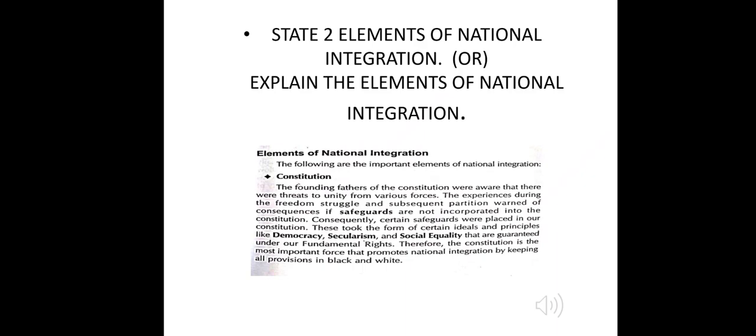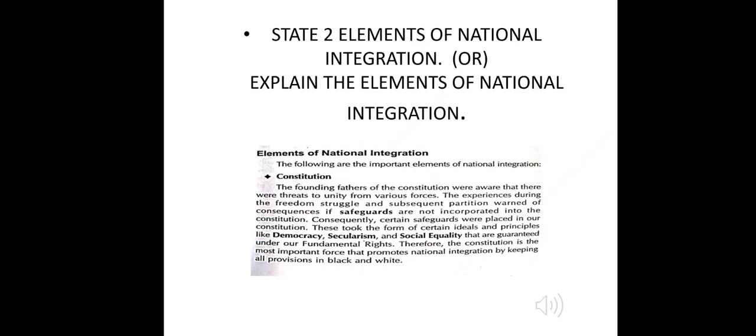The second important question is: state 2 elements of national integration. They might ask you only 2. If that is the case, you can just state constitution, national symbols, anything. Next, if they ask to explain the elements of national integration, then you should write the entire answer. If it is for 8 and 10 marks, you should first mention the meaning of national integration. Next, you will write: the following are the important elements of national integration. You will mention the constitution. It doesn't mean that whatever they have given in the textbook you should write entirely.